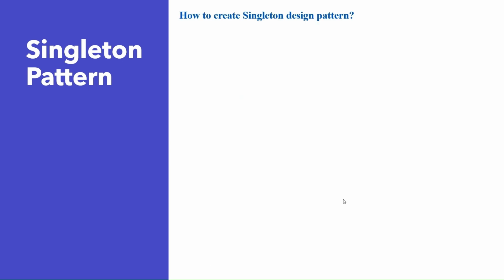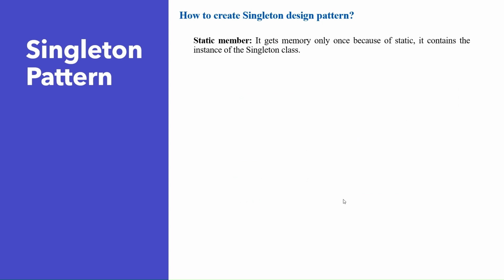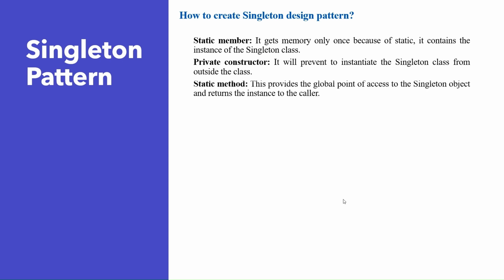How can we create a singleton design pattern? A class must contain a static member. It gets memory only once because of the static, and it contains an instance of a singleton class. It should have a private constructor which will prevent the instantiation of the singleton from outside the class. Static method: it is a global point of access to the singleton object and returns the instance to the caller.